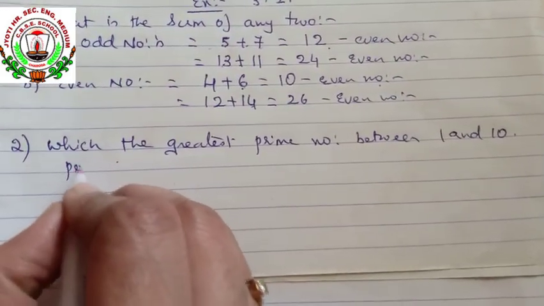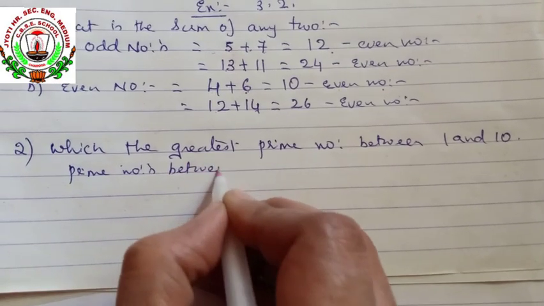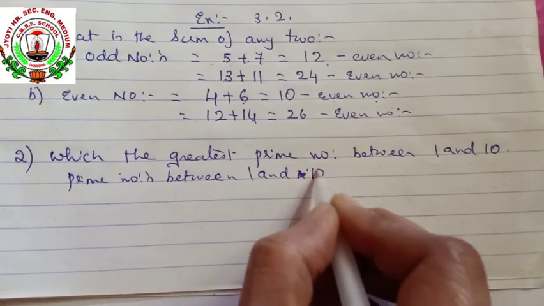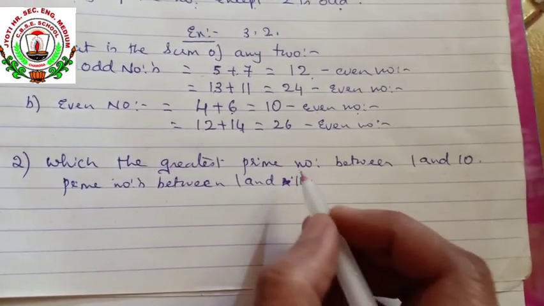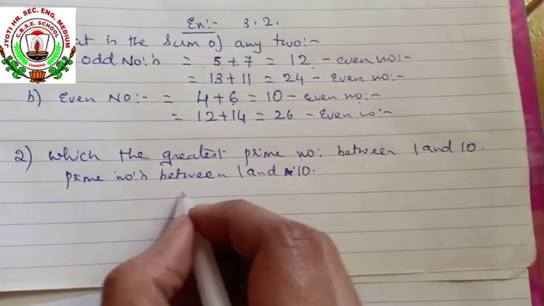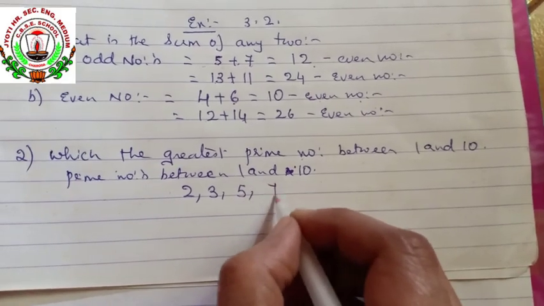Prime numbers between 1 and 10. We know that prime numbers are numbers having only the factors 1 and the number itself. So the prime numbers between 1 and 10 are 2, 3, 5 and 7.